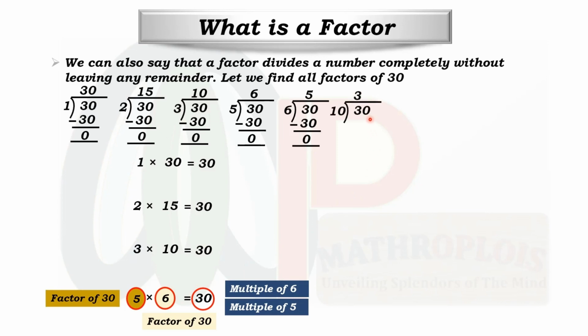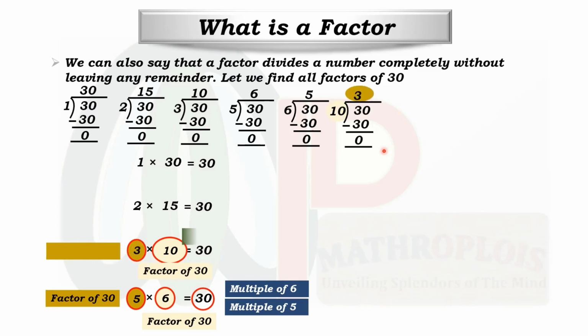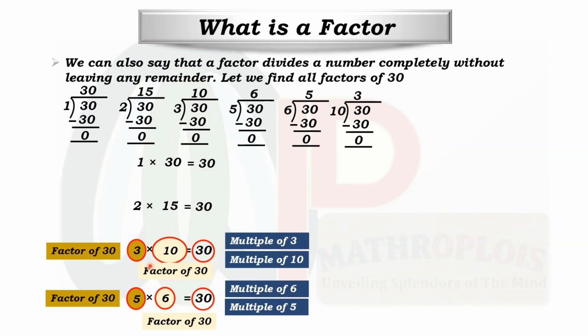Now divide 30 with its next divisible number 10. 30 has been divided completely with 10, without leaving any remainder. 10 multiplied by 3 gives the product 30, so 10 and 3 are factors of 30. Here 10 is divisor and 3 is quotient. And the product 30 is a multiple of 10 and 3.